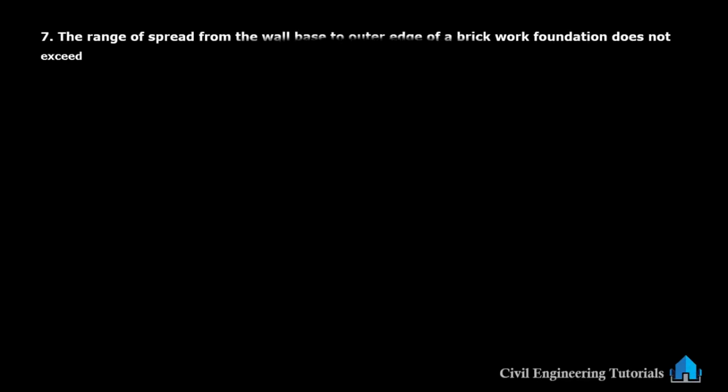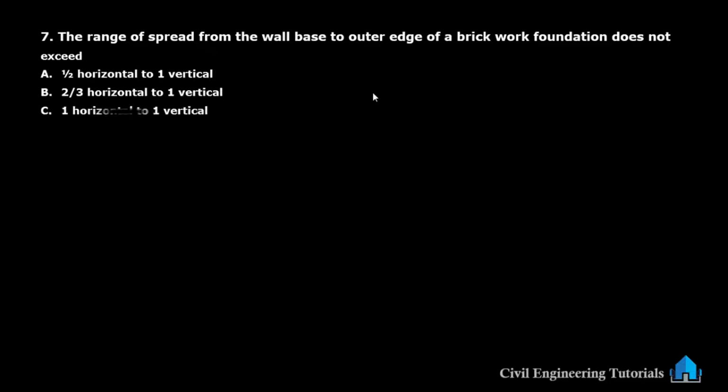Next question. The range of spread from the wall base to outer edge of a brickwork foundation does not exceed option A, half horizontal to 1 vertical, option B, 2/3 horizontal to 1 vertical, option C, 1 horizontal to 1 vertical, option D, 2 horizontal to 1 vertical. So the answer is 1 horizontal to 1 vertical. The range of spread from the wall base to outer edge of a brickwork foundation does not exceed 1 horizontal to 1 vertical.